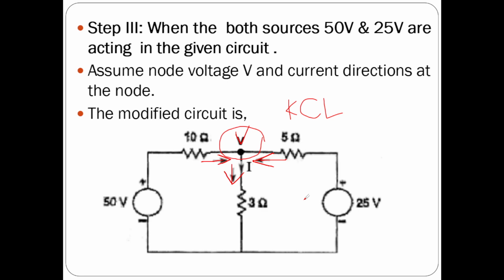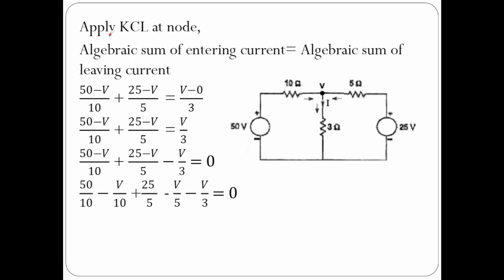So I have assumed the current from this source enters into this node, current from this source enters into this node. From this node, current leaves towards 3 ohms. Two currents are entering, one current is leaving the node. So let us write down now. Let us apply KCL. Algebraic sum of entering currents equal to algebraic sum of leaving currents. So entering currents are what? Entering current is traveling from 50 to V. So 50 minus V by how much? V by R. R value is 10. 50 minus V by 10.